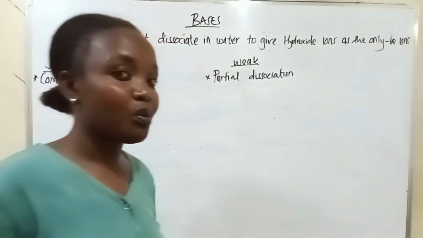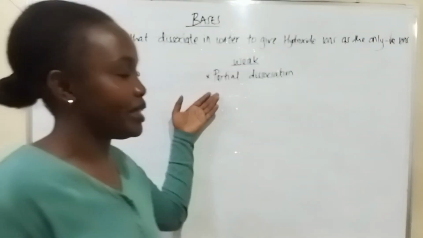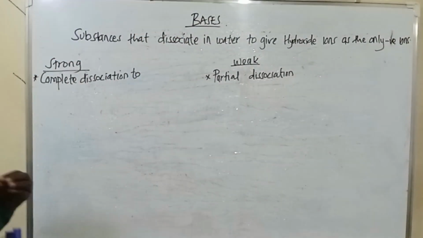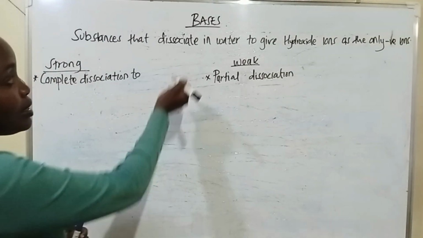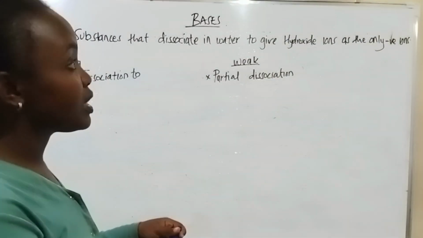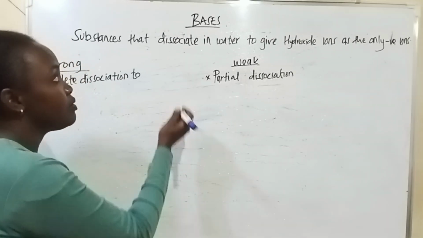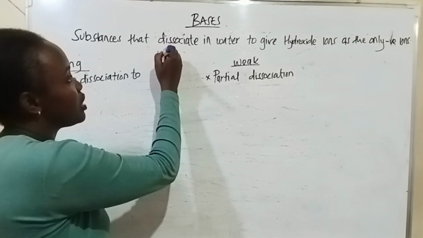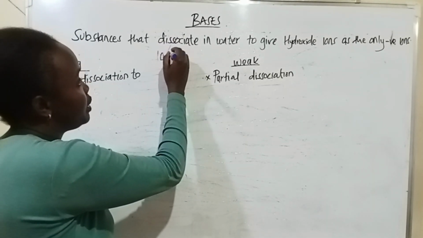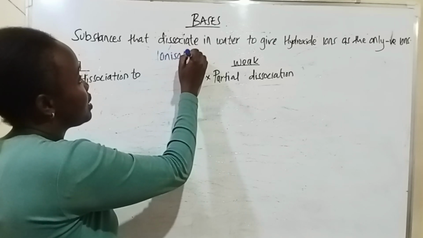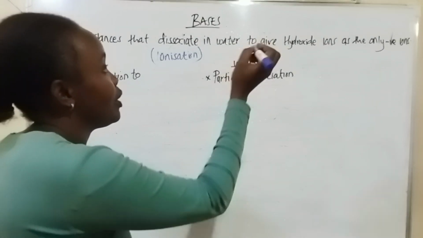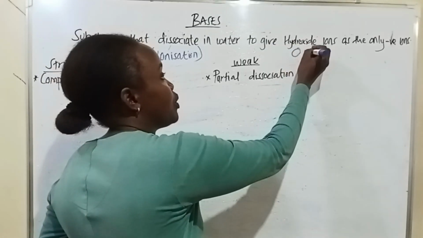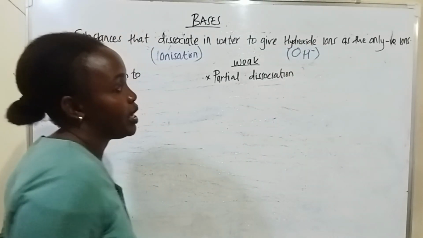To our discussion topic of the day. We're going to talk about bases. So, what are bases? We say bases are substances that dissociate in water to give hydroxide ions as the only negative ions. So we say dissociation is what? Ionization. So bases are substances which ionize to give hydroxide ions as the only negatively charged ions.